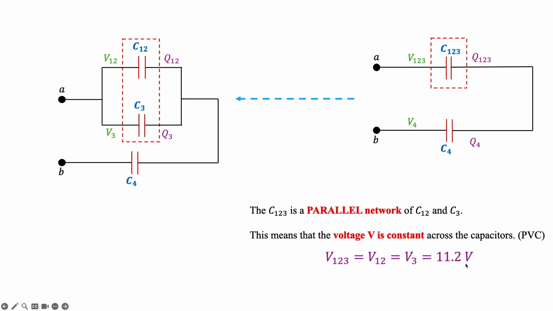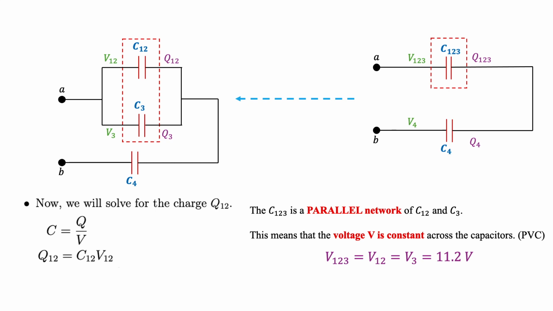So that means we can now solve for the charge at 1,2. Solving for the charge at 1,2, we will use the definition of capacitance as charge per voltage. So you just have to rewrite that one.